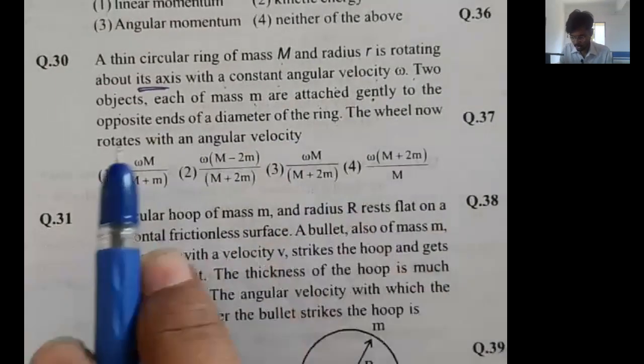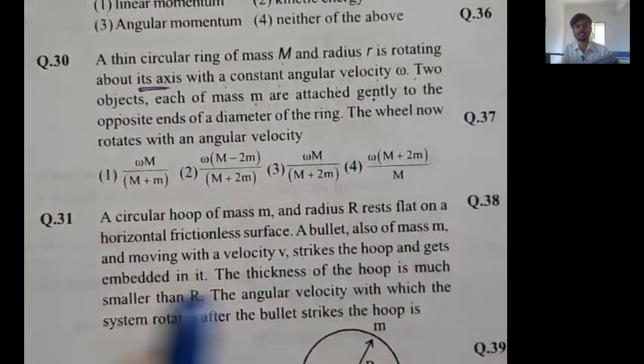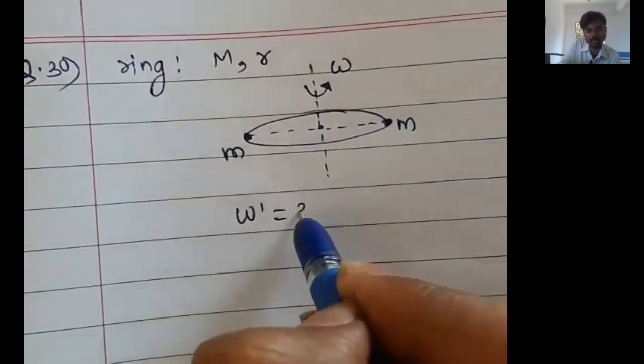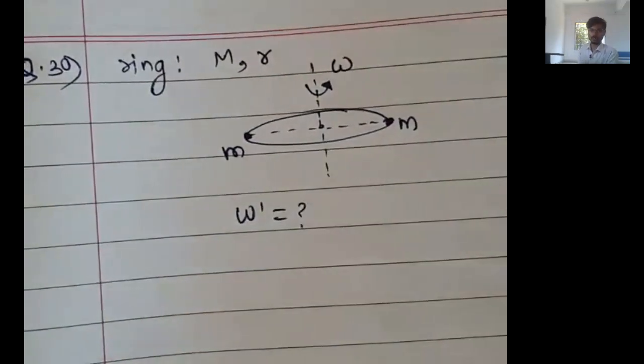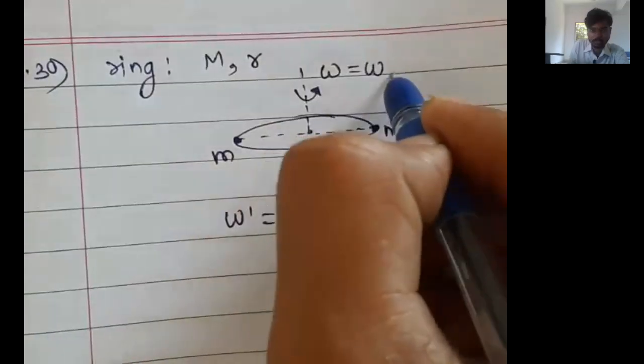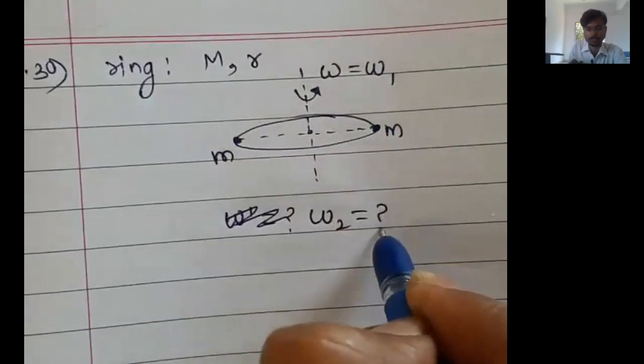The wheel now will rotate with an angular velocity. What will the new angular velocity of the circular ring or the wheel be? So the new angular velocity will be equal to question mark. Initial angular velocity was omega. Initial angular velocity is given to us, and let's say final angular velocity is equal to question mark.